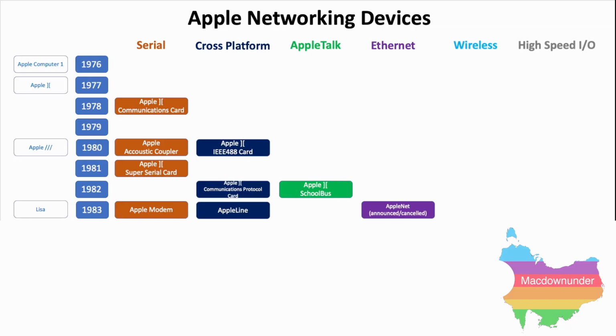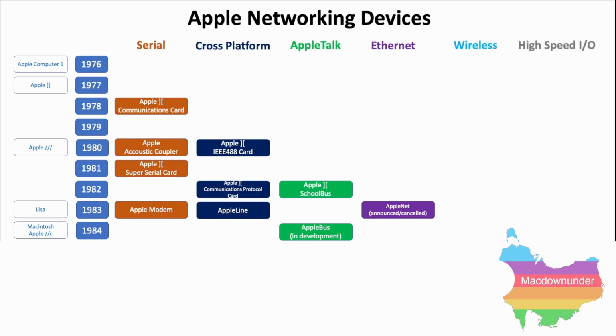So we can see that Apple was involved in lots of technologies right up until 1983. Not only serial and cross-platform, they'd started their own networking protocols with School Bus, and they were getting involved in the Ethernet ideas that came out of Xerox PARC.